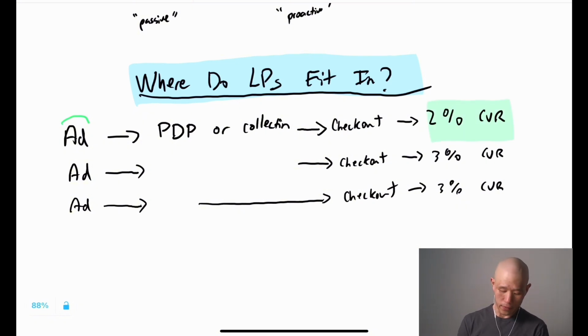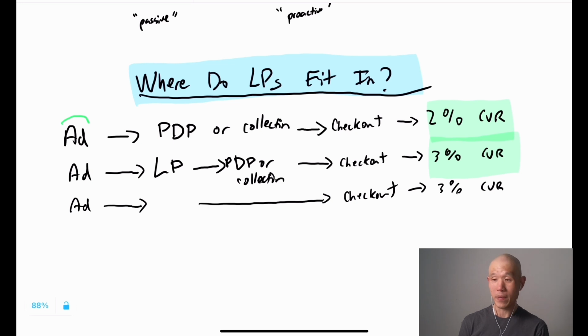On the other hand, there's another flow beyond just going into a product page or collection page. In between, we send them to a landing page, and then they go to a PDP or collection, and then through the checkout process. The aim of doing that is to increase this number so that we can get one more person to buy. So instead of converting at 2%, we convert at 3%.